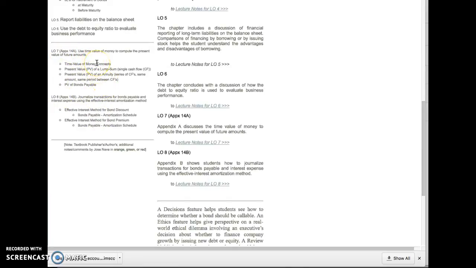The first one is time value of money, and there will be a different set of handouts and possibly a video that will further explain this concept of time value. And there's also another appendix that relates to a method of amortizing the discount or the premium, and also of calculating interest expense. And again, very important with respect to bonds. So there will be another video or handouts that relate to that LO.